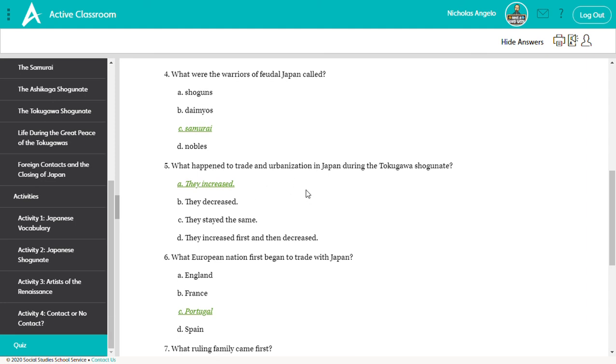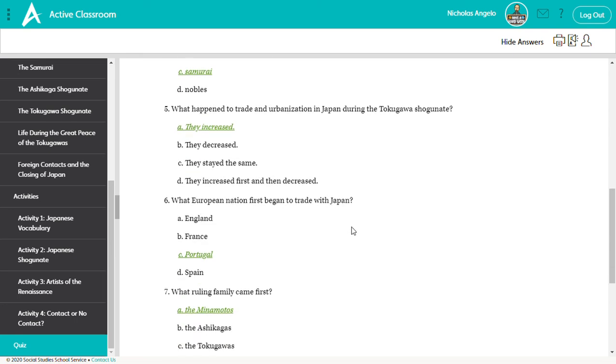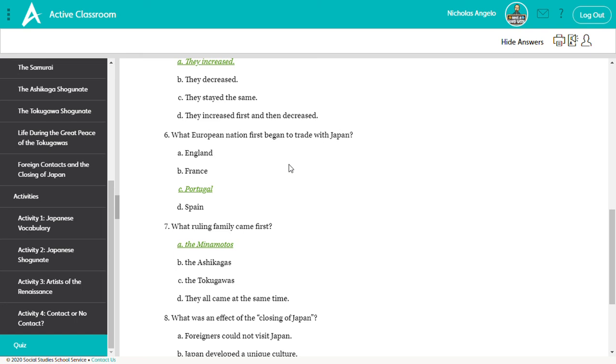5. What happened to trade and urbanization in Japan during the Tokugawa shogunate? They increased, they decreased, they stayed the same, or they increased first and then decreased? This is a similar question to what they asked earlier. Both of these things increased when the Tokugawa were in control. 7. What European nation first began to trade with Japan? England, France, Portugal, or Spain? We saw this one earlier too. C is your best choice, Portugal.